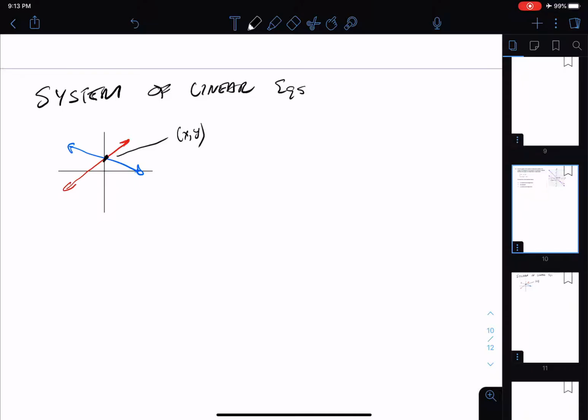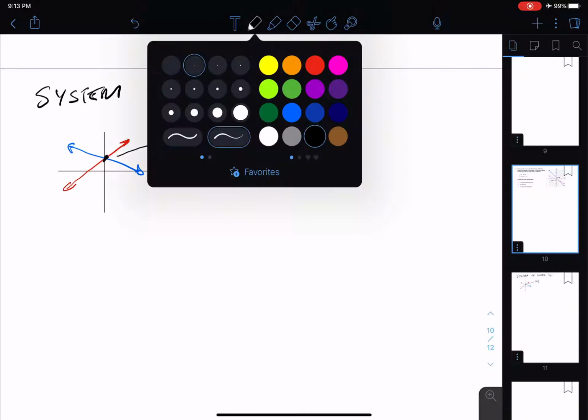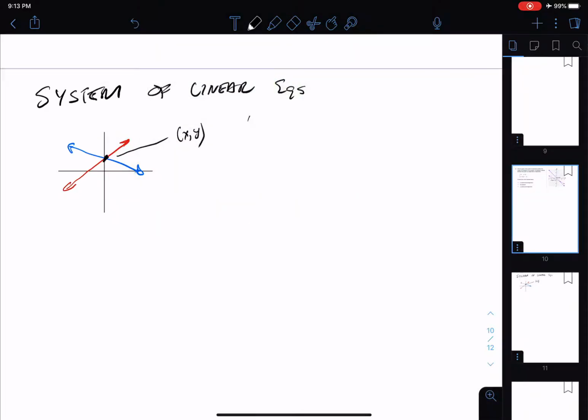So what different kind of solutions can we have? Well, we can have one solution, like in this case right here. So we've got one solution. That was really difficult. We've got one solution.